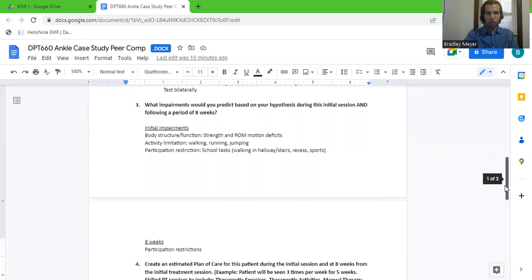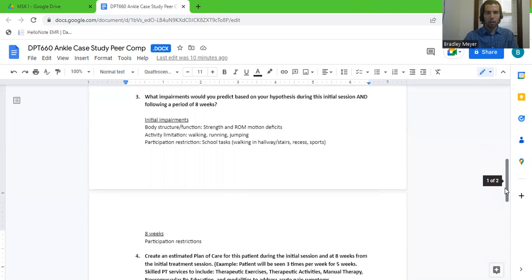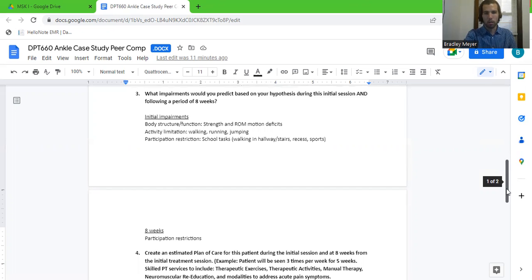Initial impairments that I would expect to see, I separated these out into the ICF model. So like body structure and function impairments: limited strength, limited range of motion. Activities that might be limited are walking, running, and jumping. And then she might be limited in her ability to participate in school tasks, like walking in the hallway, stairs, if there are any stairs in the school, participating in recess, or participating in any sports.